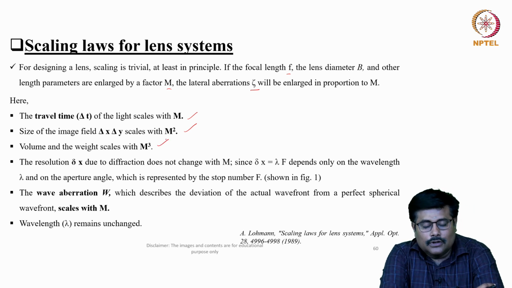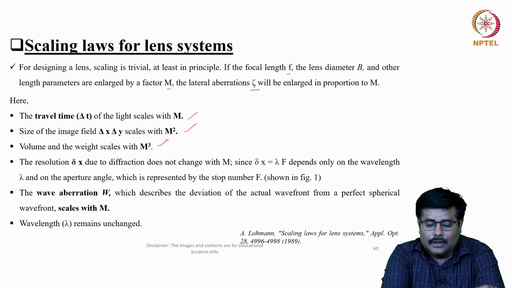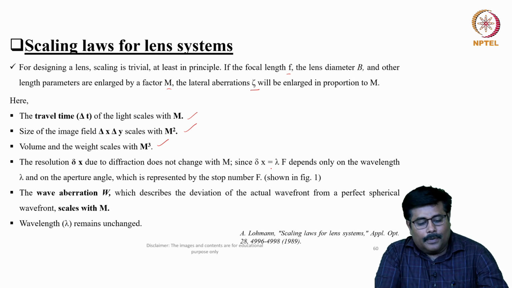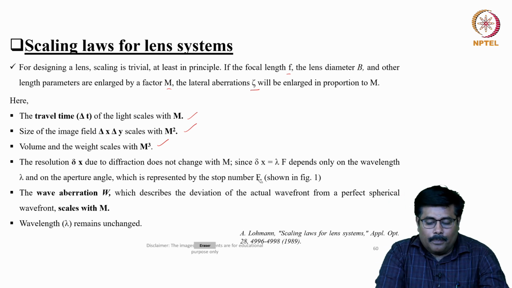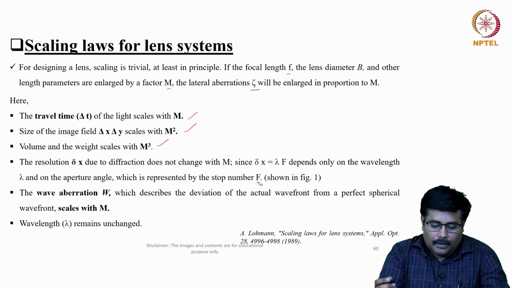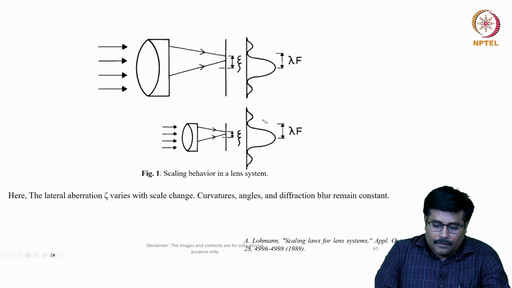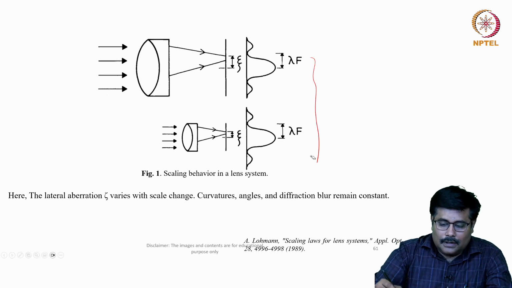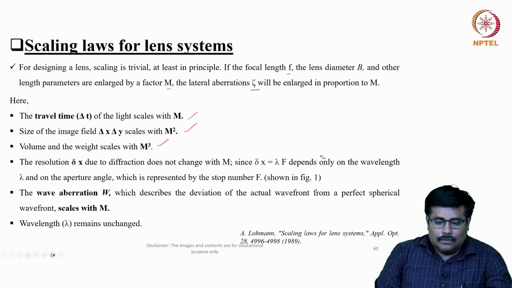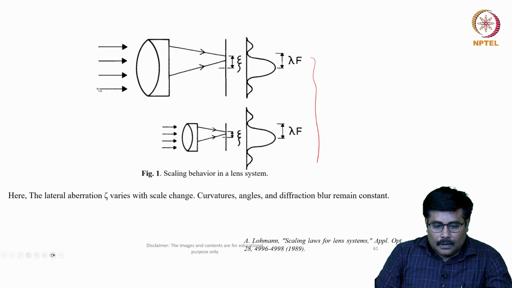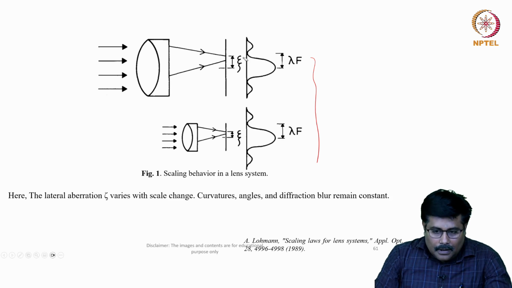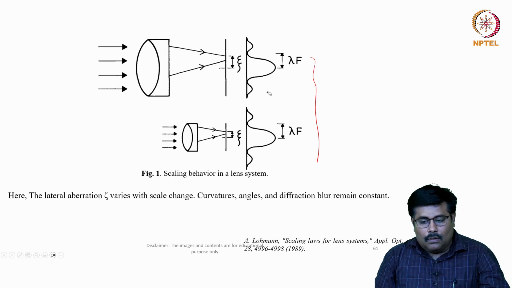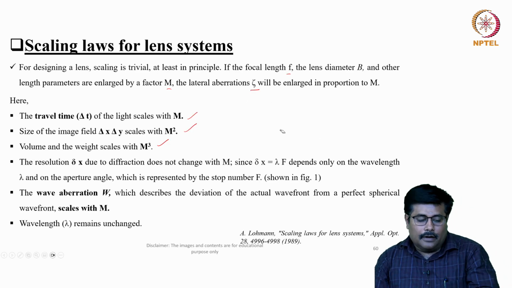The resolution delta x due to diffraction does not change with m, since delta x equals lambda times f, which depends upon the wavelength lambda and on the aperture angle, which is represented by a stop number f. In fact, I can just show you the figure. So in this figure, we have a representation over the f and the lambda, where we have a lens system, and through this lens system we can have control over the aberration, and the overall f gives a kind of stop number.